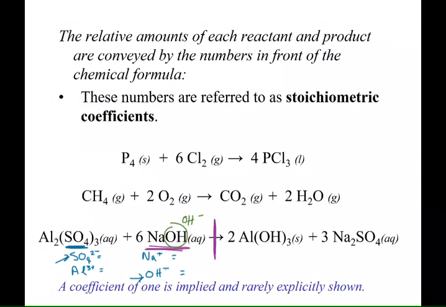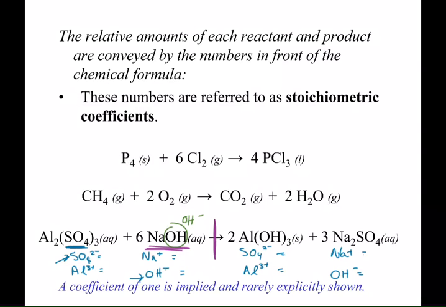So now if we look at the product side, notice that we have sulfates we need to worry about in the sodium sulfate. We have aluminums we need to worry about in the aluminum hydroxide. We have sodiums we need to worry about in the sodium sulfate, and we have hydroxides we need to worry about in the aluminum hydroxide. All right then, let's see, sulfates. Well, I guess we need to start on the reactant side.